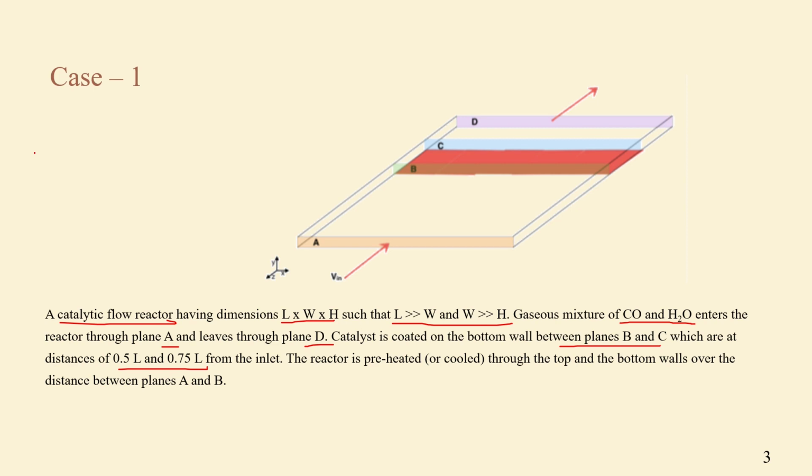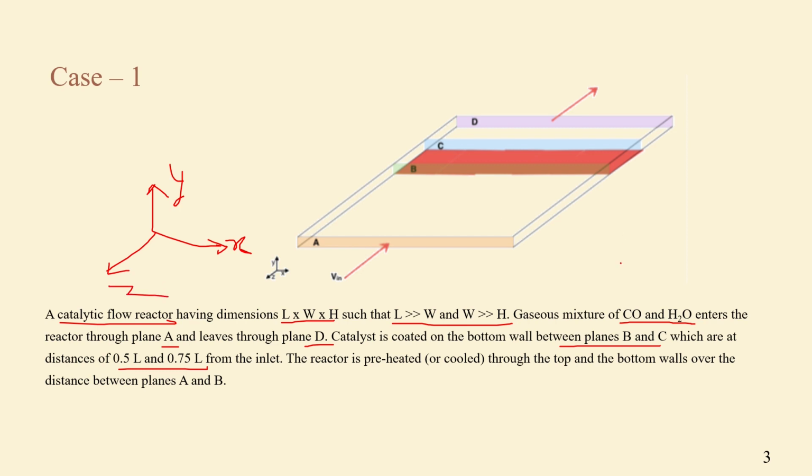So we'll first modify this diagram or make markings on it so that we can get a clear idea of what is given in the system. As you can see, this is x, y, and this is z.